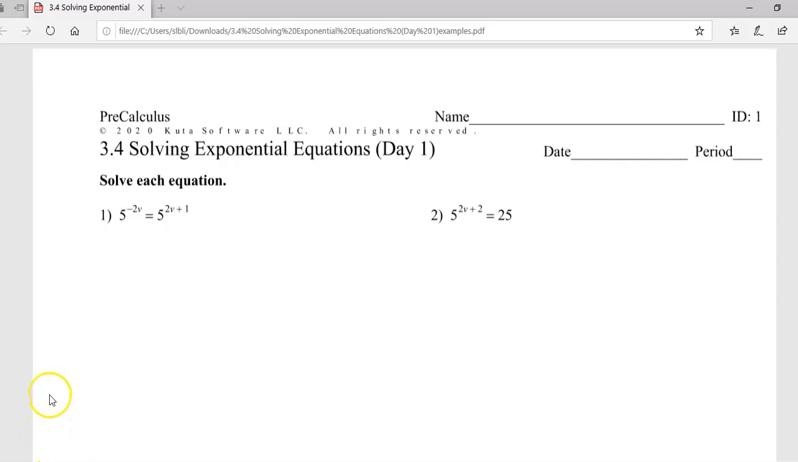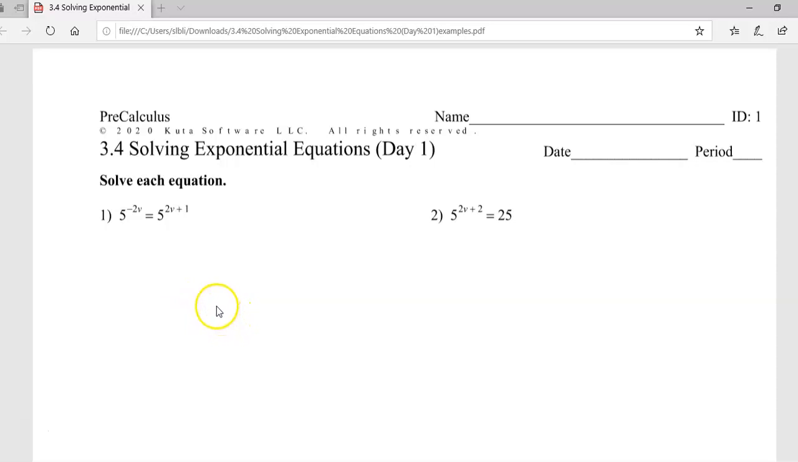All right, so in this video, we are going to learn to solve exponential equations. Remember, exponential equations are equations that have the variable in the exponent, right? So these are exponential because v is up in the exponent. There are a couple of methods that we're going to talk about.